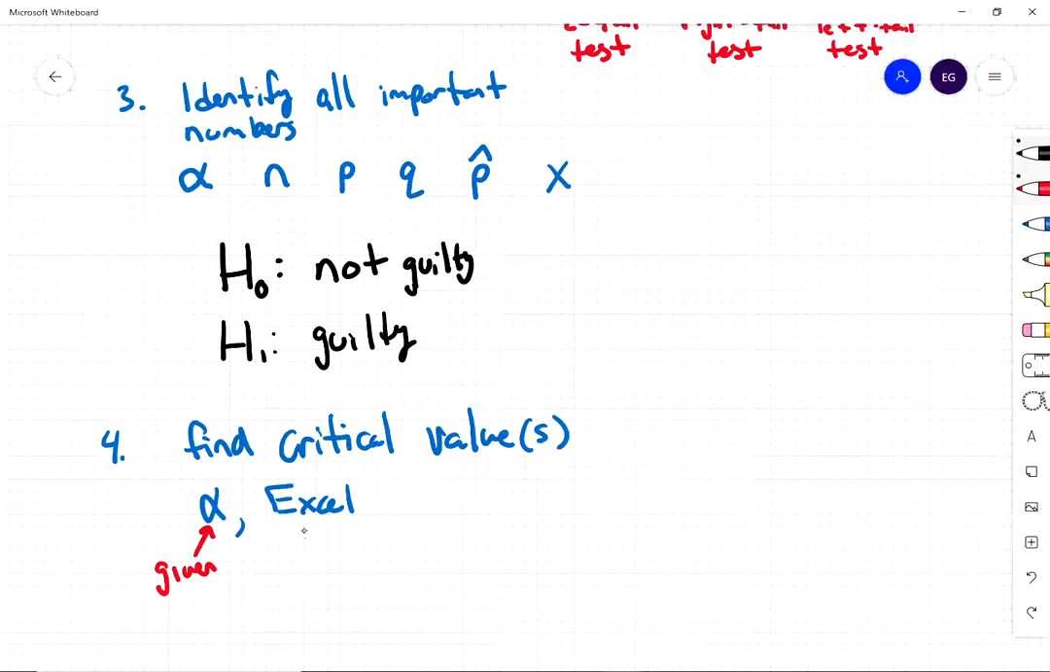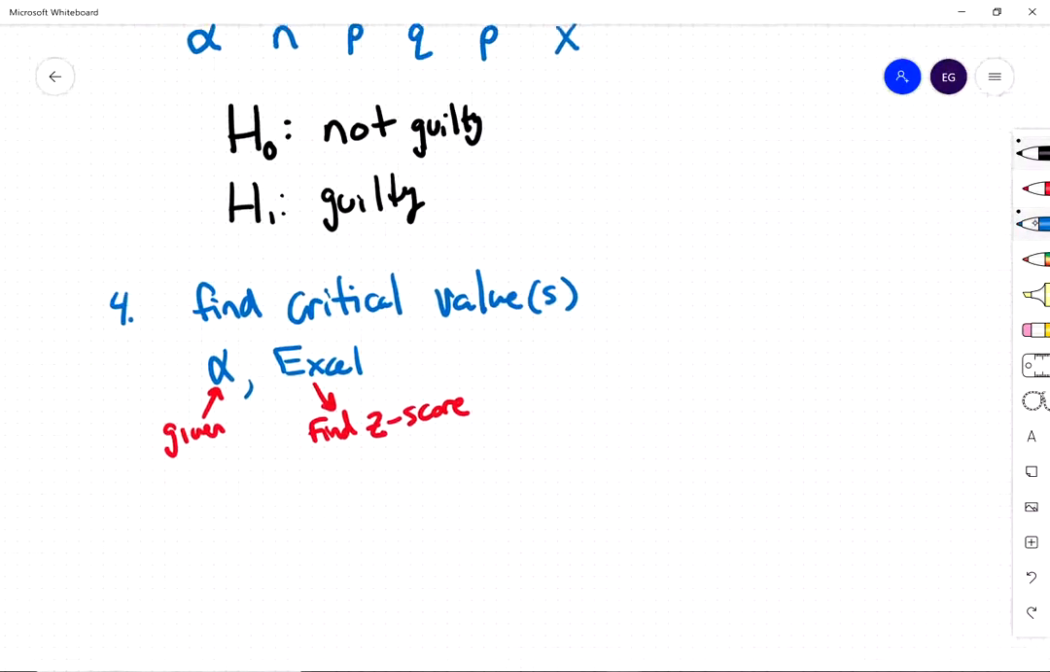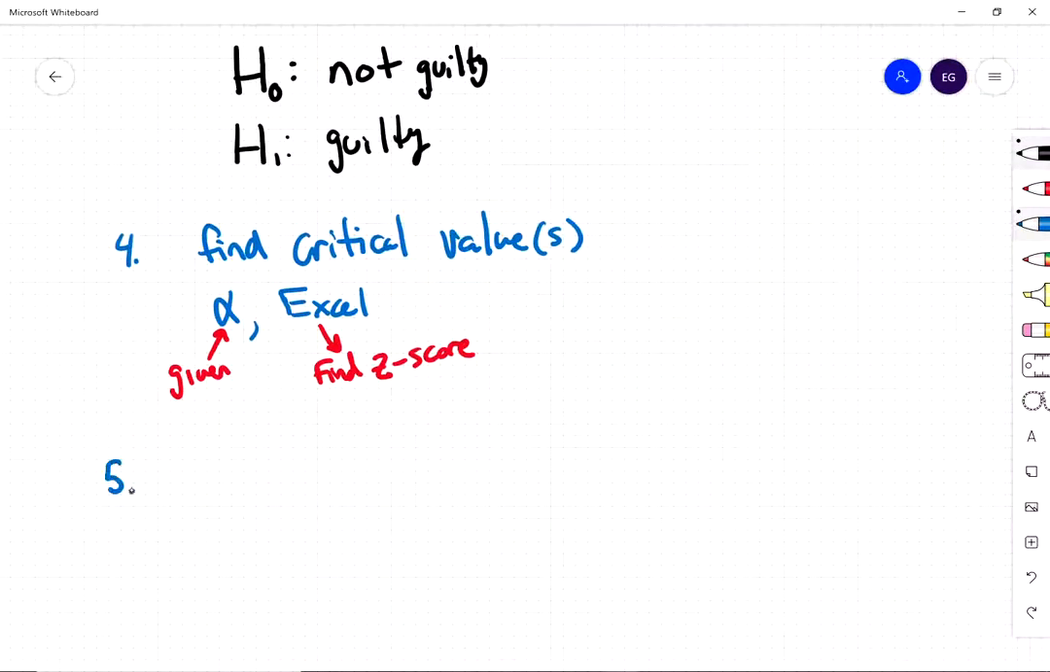And we use Excel to find the z-score. And that z-score or z-scores are the critical values. And then once we have the critical values, we find a second z-score. So we're going to compare these two z-scores and see which one is bigger.